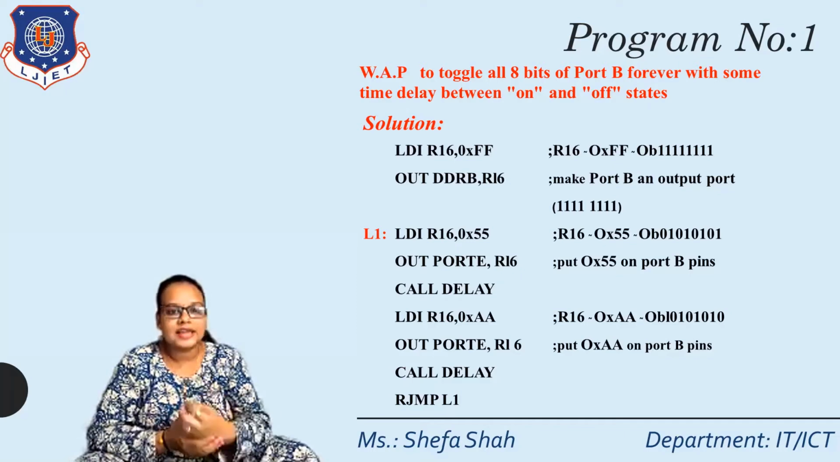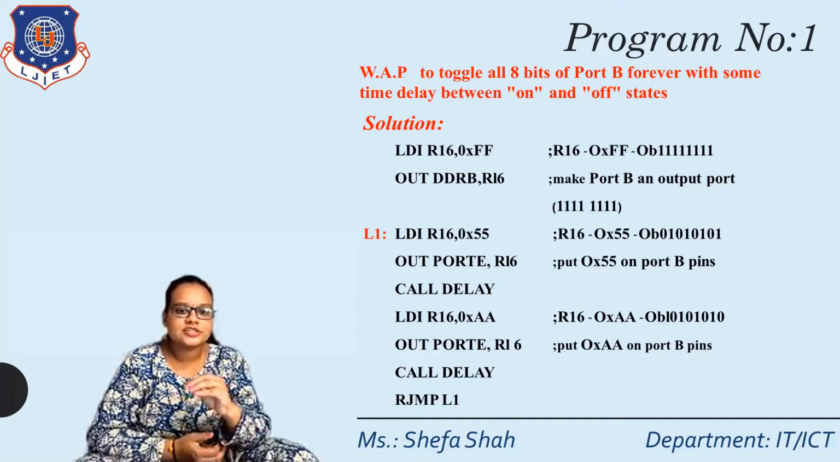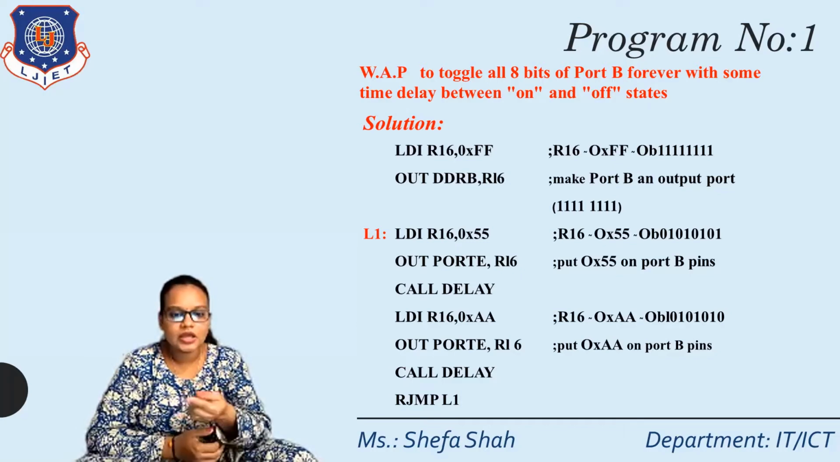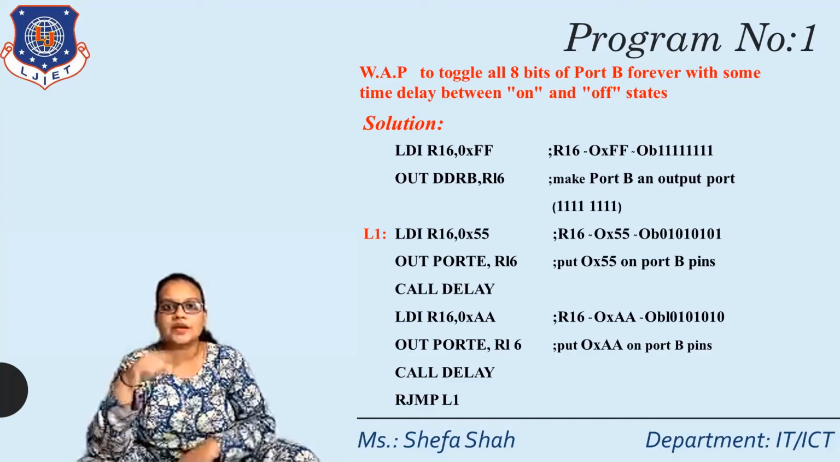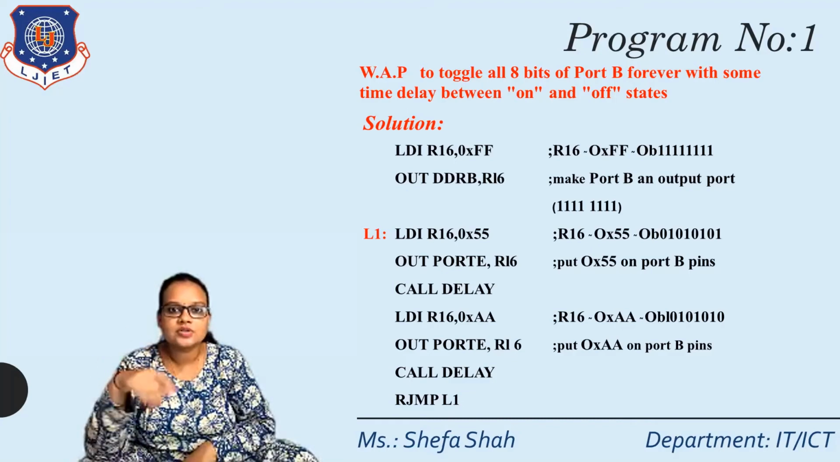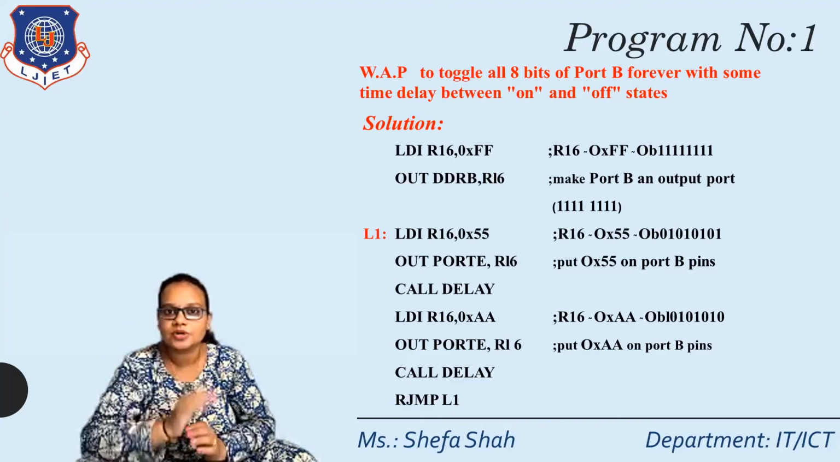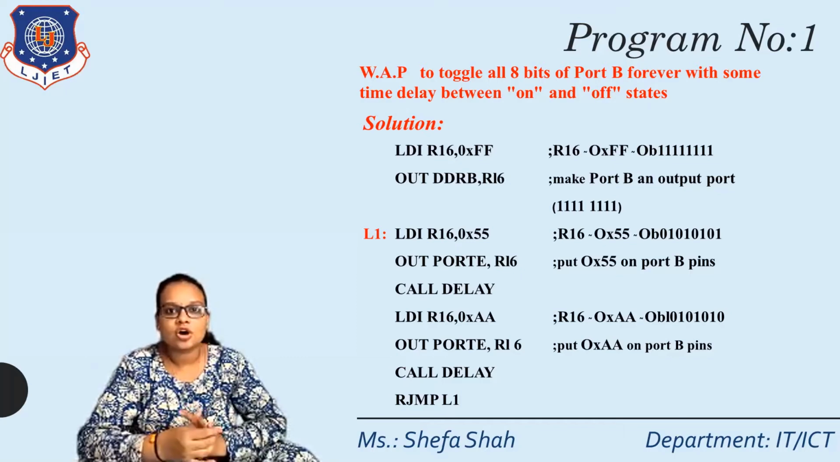Now the next instruction is again out PORTB, again it is port B, not port A, comma R16. So after complementing the data, the AA will be transferred to port B. And again we need to call that delay, so we will call this delay. And the last instruction is the rjmp L1. So it will keep moving continuously, and 55 and AA will be displayed continuously on port B. So there will be a continuous toggle of the data of port B.